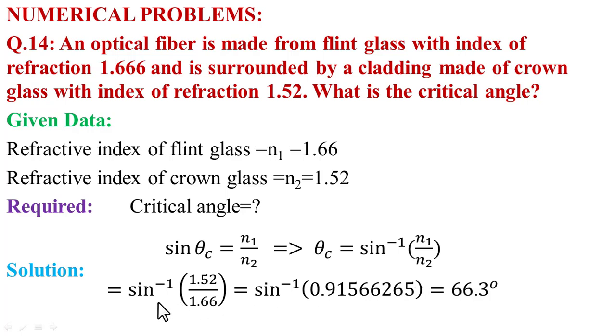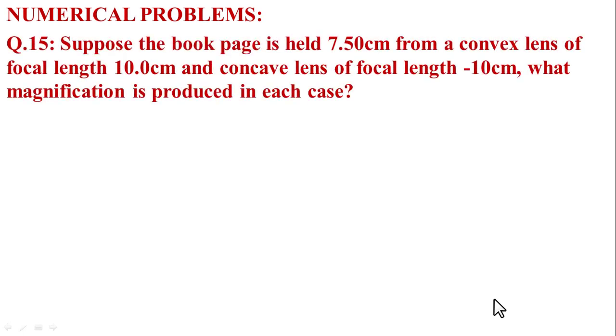Putting the values, theta c is equal to sin inverse of 1.52 divided by 1.66. This implies that theta c is equal to sin inverse of 0.91566265. Taking the sine inverse of this value, the critical angle is 66.3 degrees.